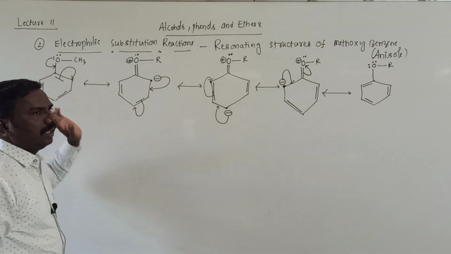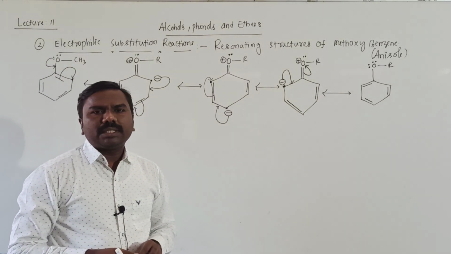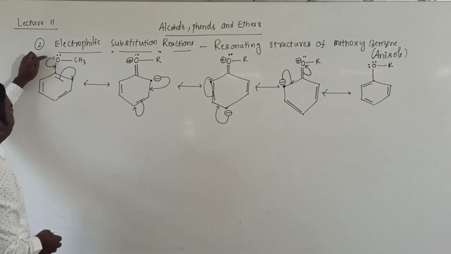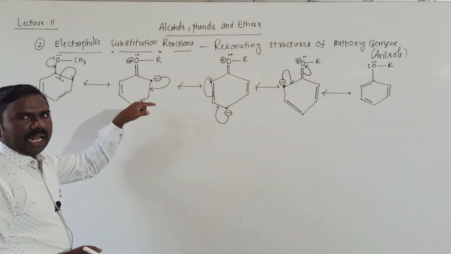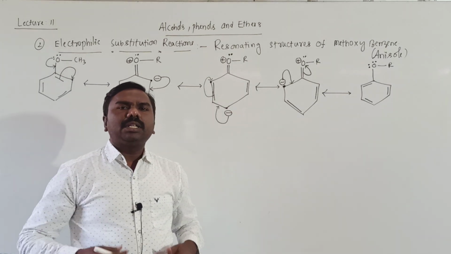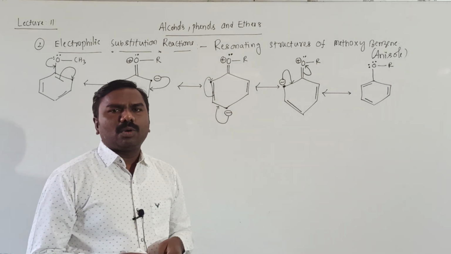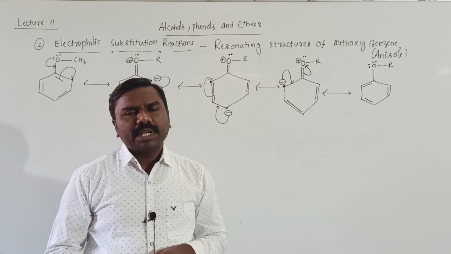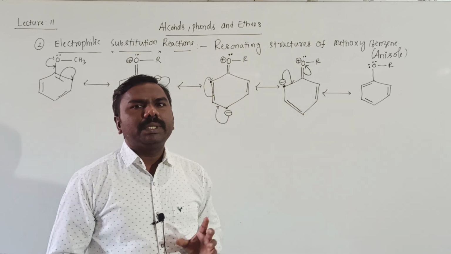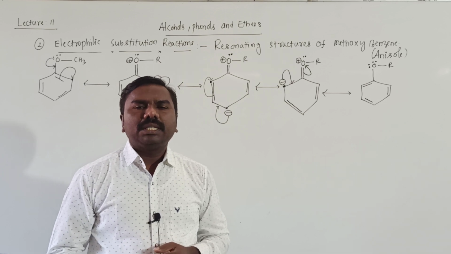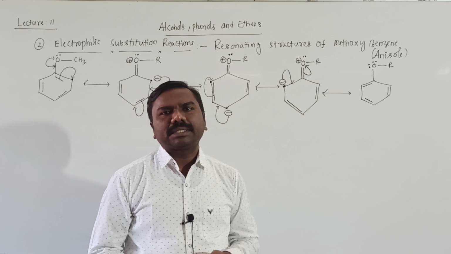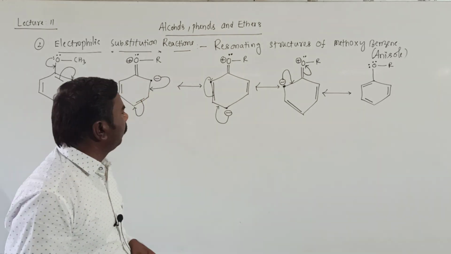This is a methoxy group, also called an alkoxy group. In this case, this group donates electrons to the ring, which means the electron density on the benzene ring is more, that's why that group activates the benzene ring. Hence the methoxy group is called a ring activating group.